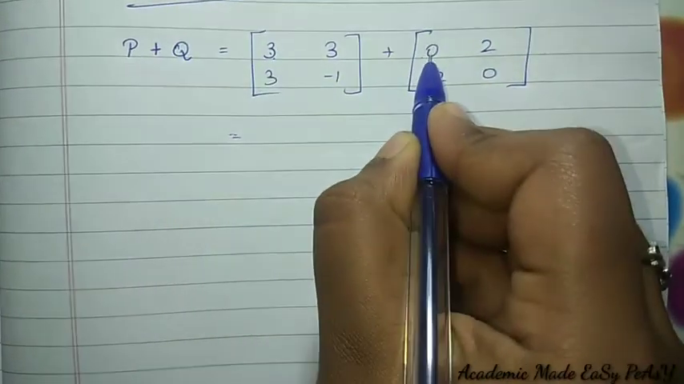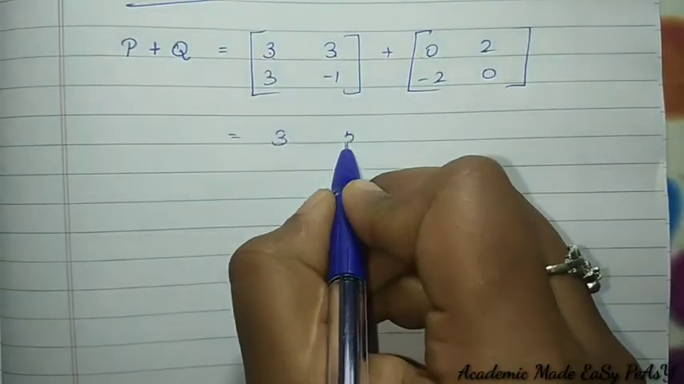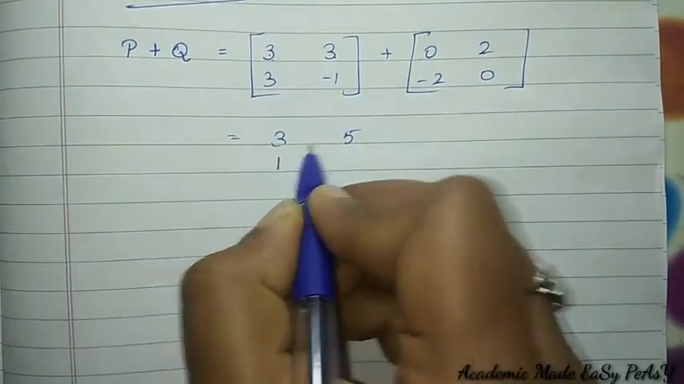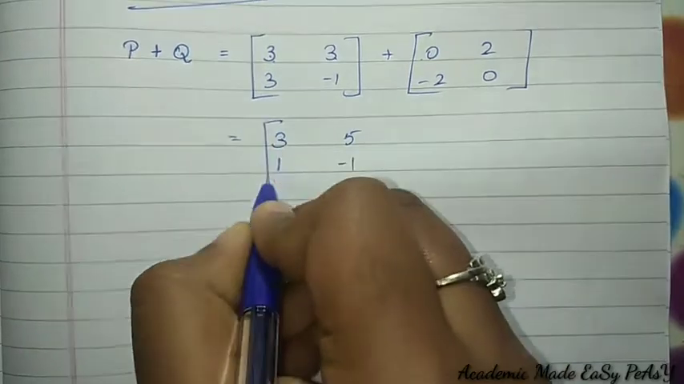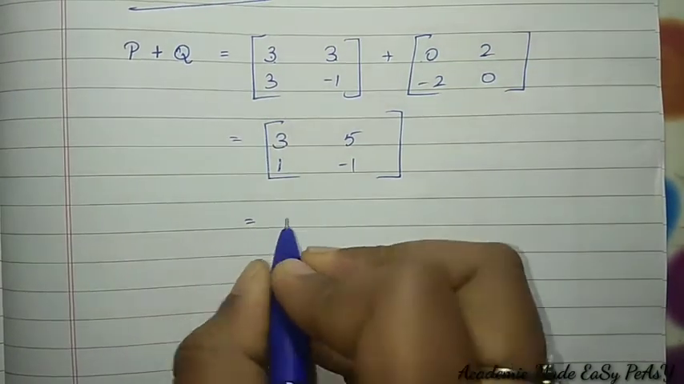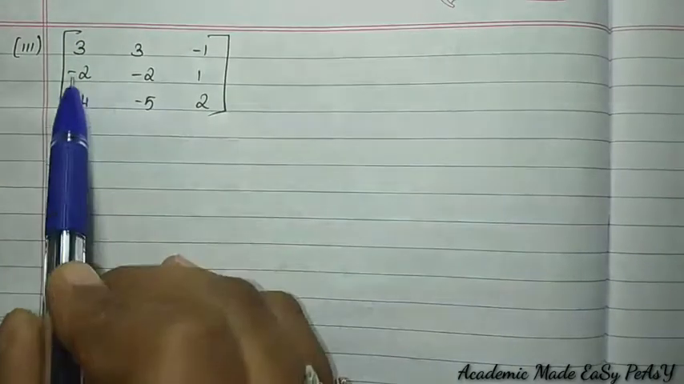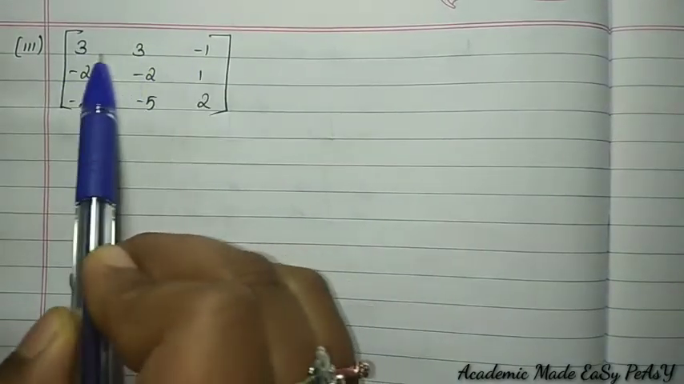So 3 plus 0 is 3, 3 plus 2 is 5, 3 minus 2 is 1, minus 1. So therefore, I got back my matrix A. So this is the way to express the matrix as the sum of symmetric and skew symmetric matrix.